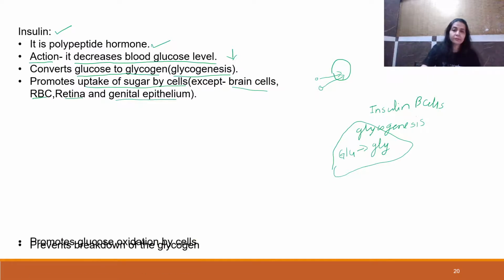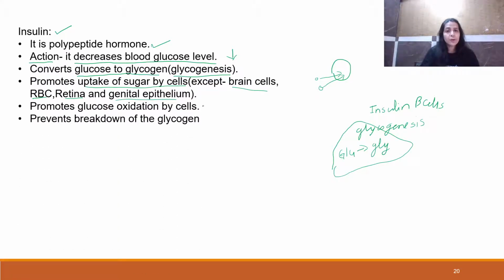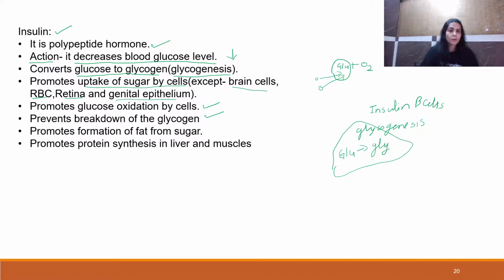Okay? It not only allows glucose to enter the cell, but also promotes its oxidation. It prevents the breakdown of the glycogen. So it will do everything to reduce the blood glucose level. It promotes formation of fat from the sugar. So if there is excess of sugar, then that sugar could be converted to subcutaneous fat.